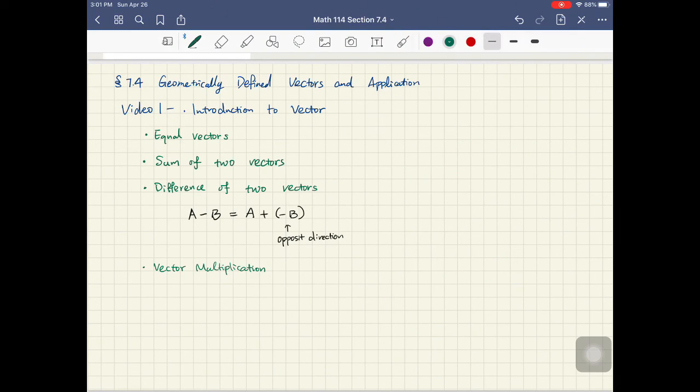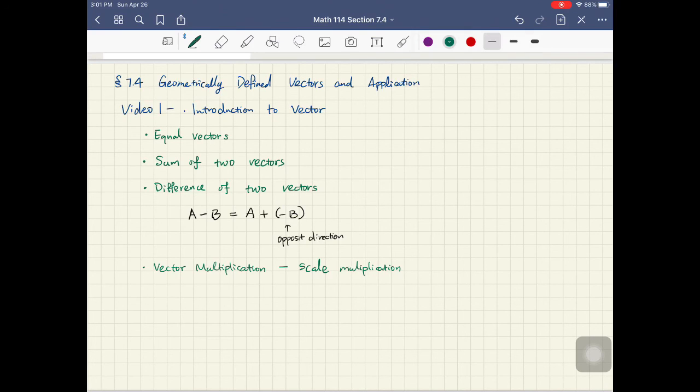Okay, so once we've talked about addition and subtraction between two vectors, we can also do multiplication. However, in the vector world, when we're talking about vector multiplication, we actually have two types. Here, we're only going to talk about the first type, which is called scalar multiplication. That means we multiply a vector by a scalar, by a number.